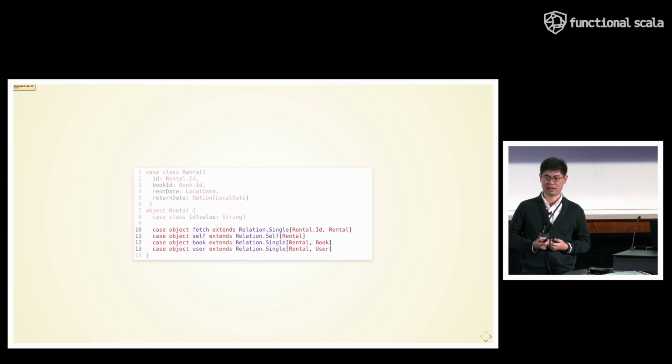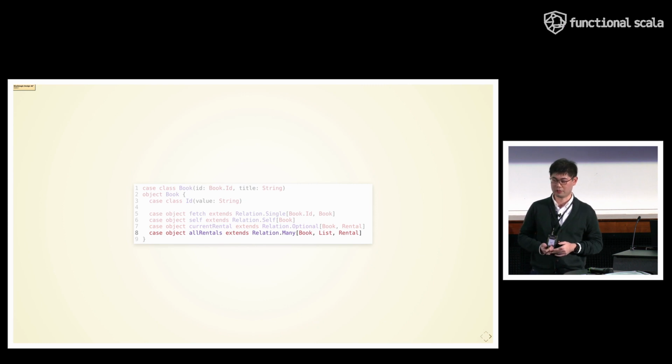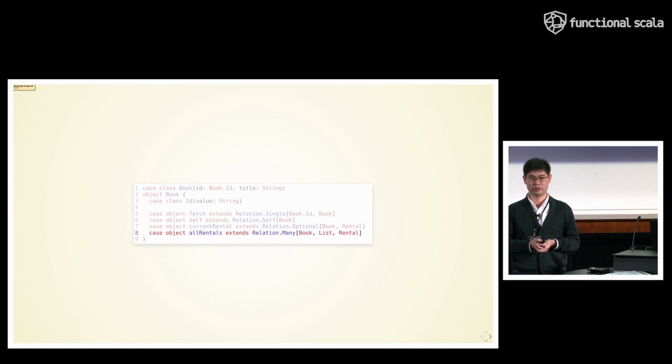How about different kinds of relations that are not single? If you have a book, you would have an optional current rental, because the rental may or may not exist. You would write it in a similar way, but just extend a slightly different one. For all rentals, you would extend Relation.Many. But with this Many, you have another type parameter that takes a type constructor. It's a List. You're free to plug in something else, as long as it's a Scala collection. My plan is to add support for non-empty types like NonEmptyChunk if you use ZIO, or NonEmptyList if you use cats effect. I mean, cats.